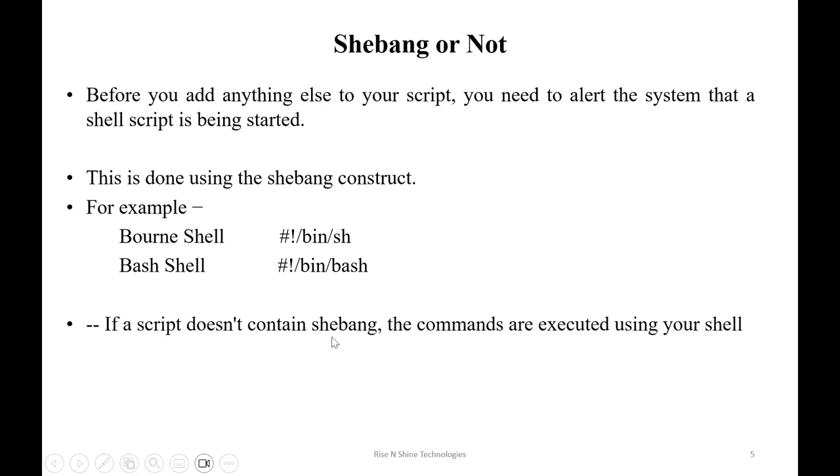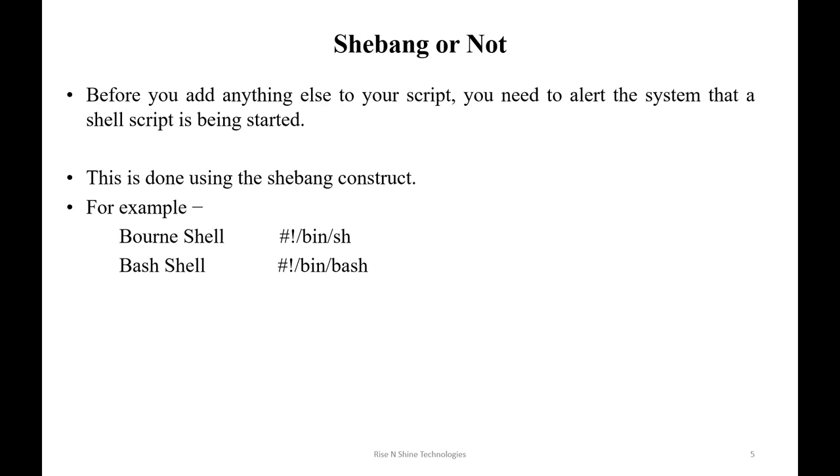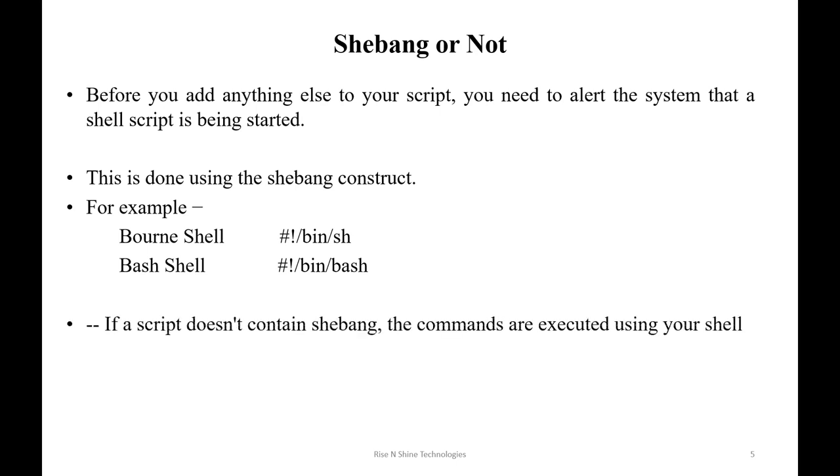If a script does not contain the shebang, the commands are executed using your default shell. But how do you know what type of shell is defined by default? You can use echo $SHELL. This is one variable which is defined at system level. SHELL is a variable that contains the value. If the value is /bin/bash, then it is going to use the Bourne Again shell by default. If the SHELL variable contains the value /bin/sh, then it is the Bourne shell. Or you can use echo $0.